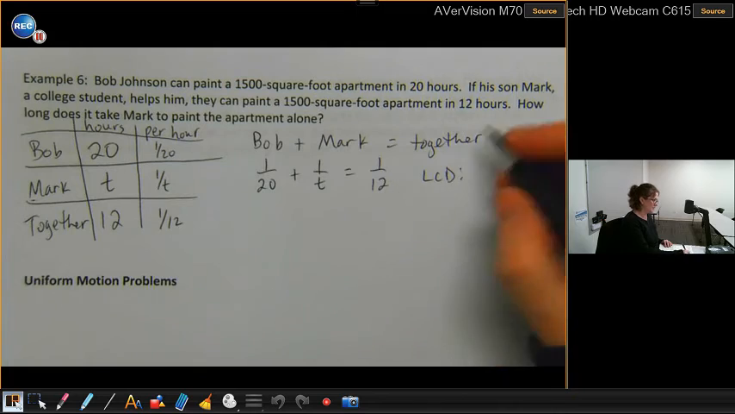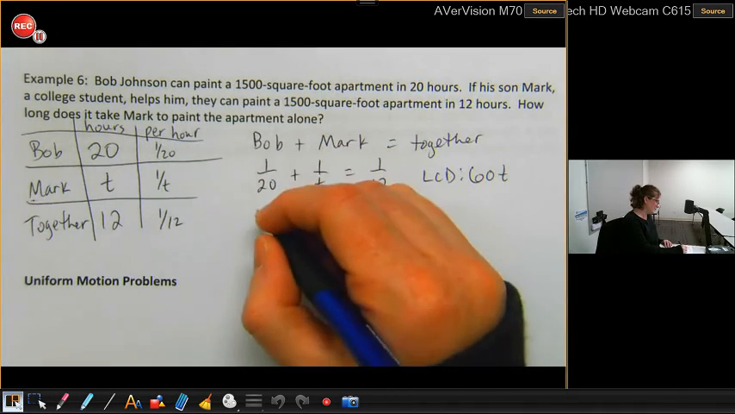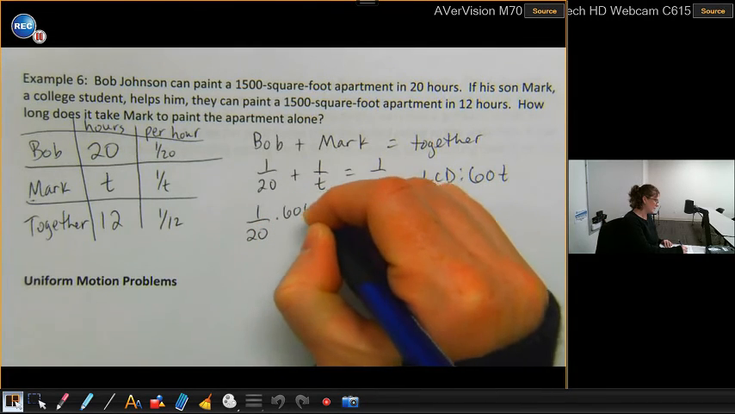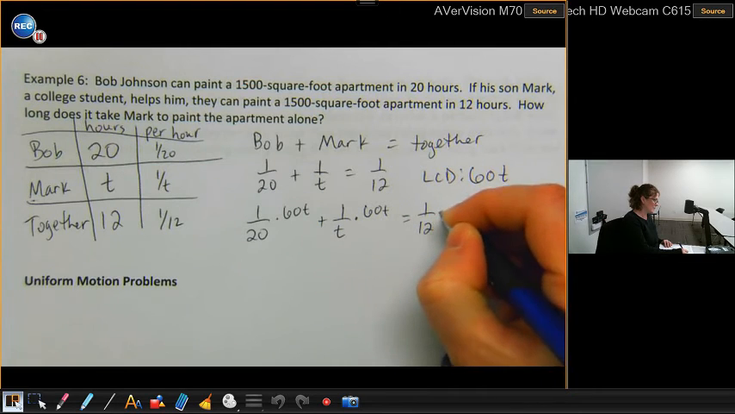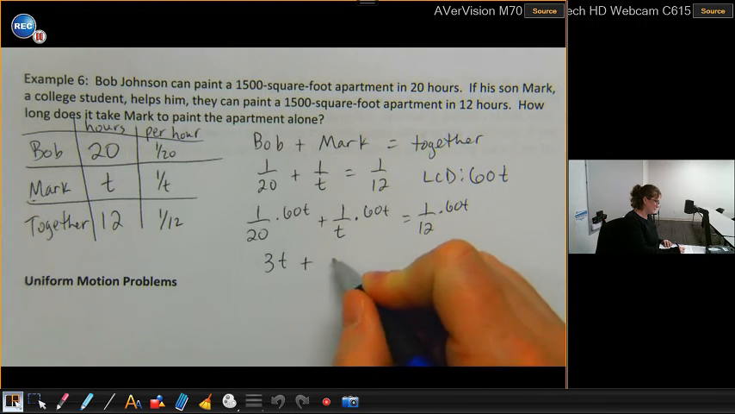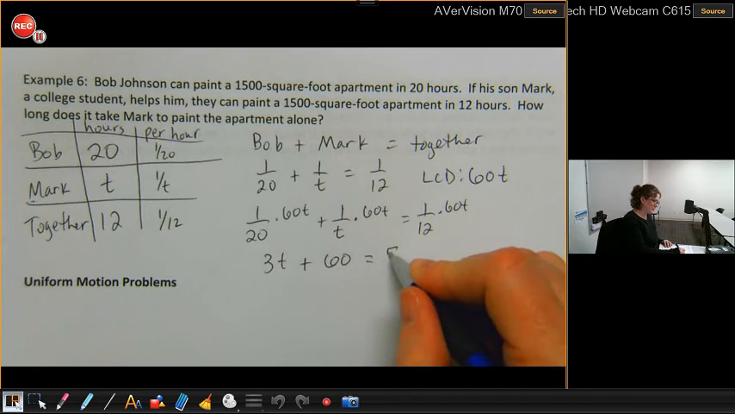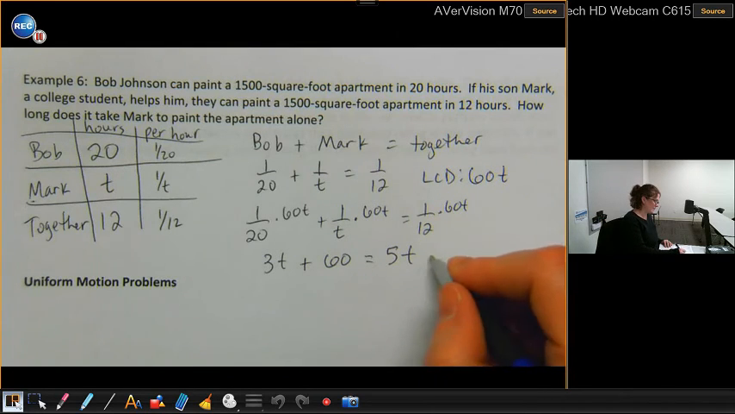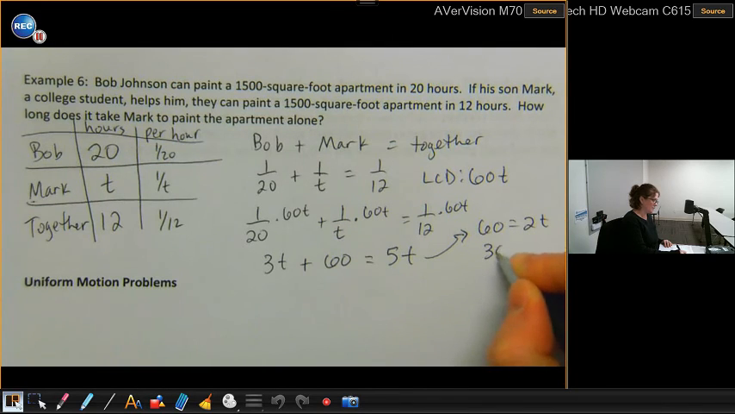LCD of 12 and 20 is 60 with a t. So I multiply by 60t. And I get 3t plus 60 equals 5t. So it takes Mark 30 hours alone to paint the room.